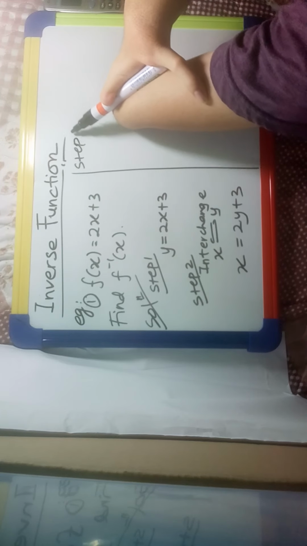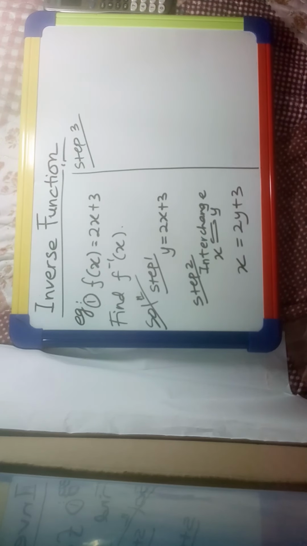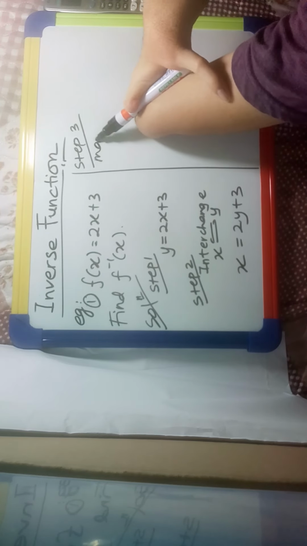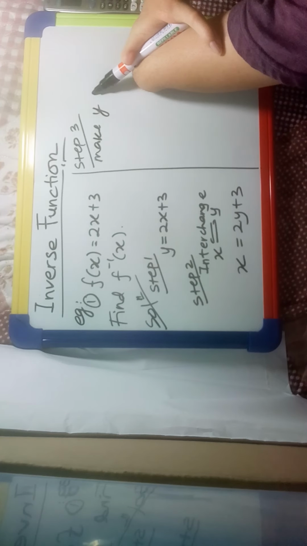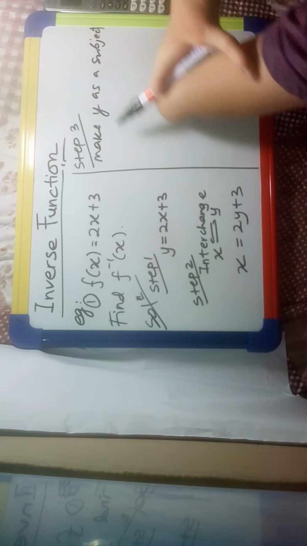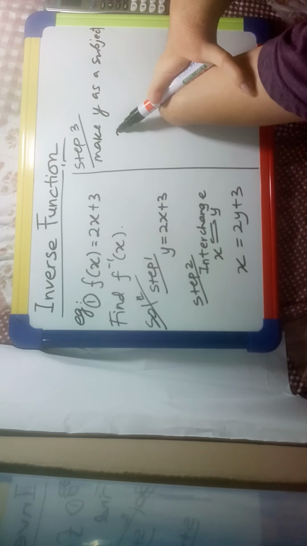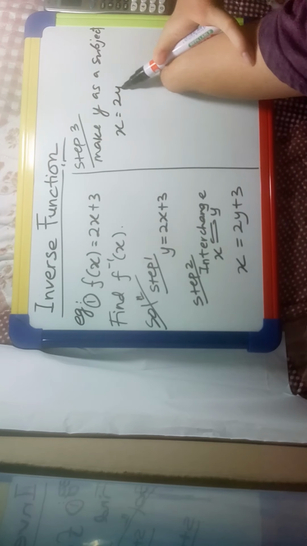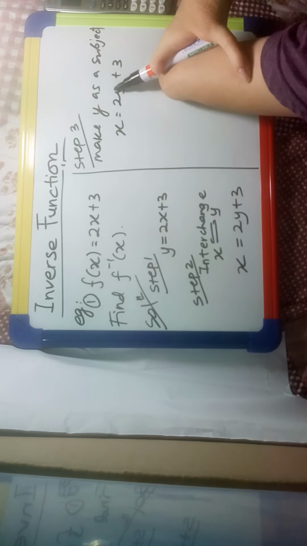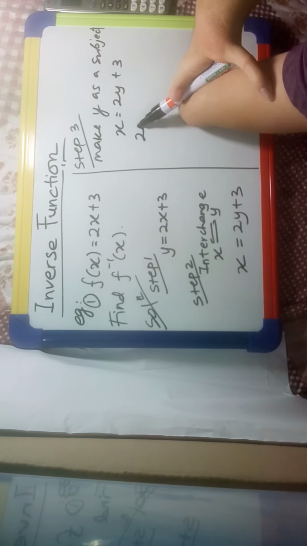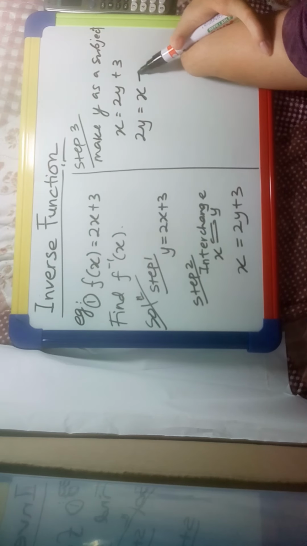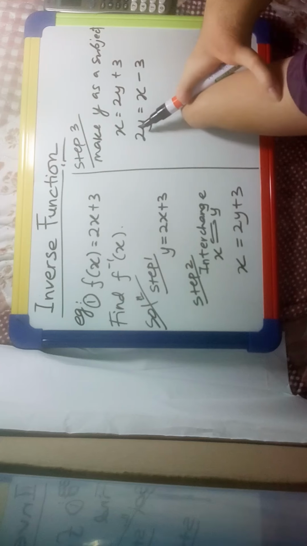For step number 3, what you need to do is, from step number 2, you have to rearrange the equation, make y as a subject. So I will just copy again. So x is equal to 2y plus 3. Now I want to rearrange this equation to make y as a subject. So it's going to be 2y is equal to, move positive 3 to another side, it will become x minus 3. Now this is 2 multiplied by y.